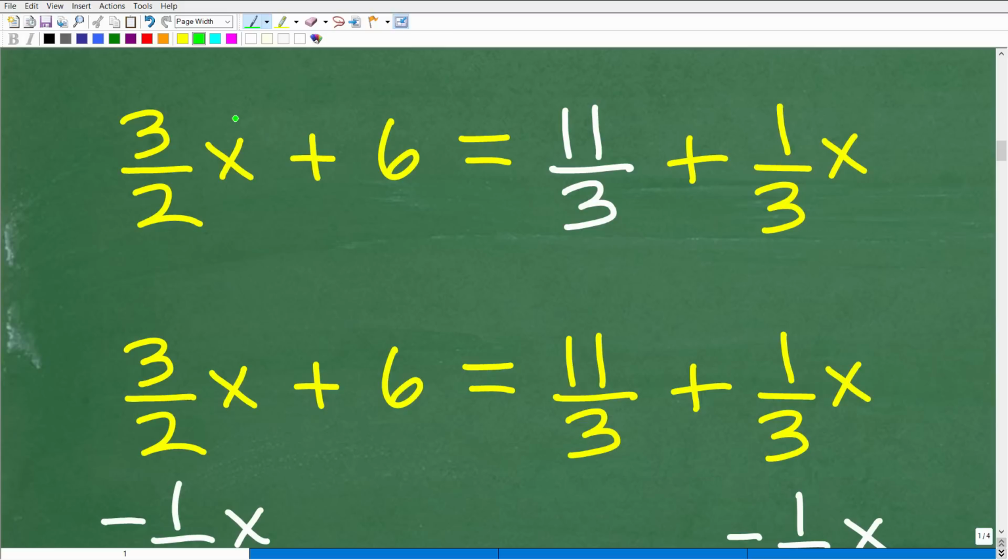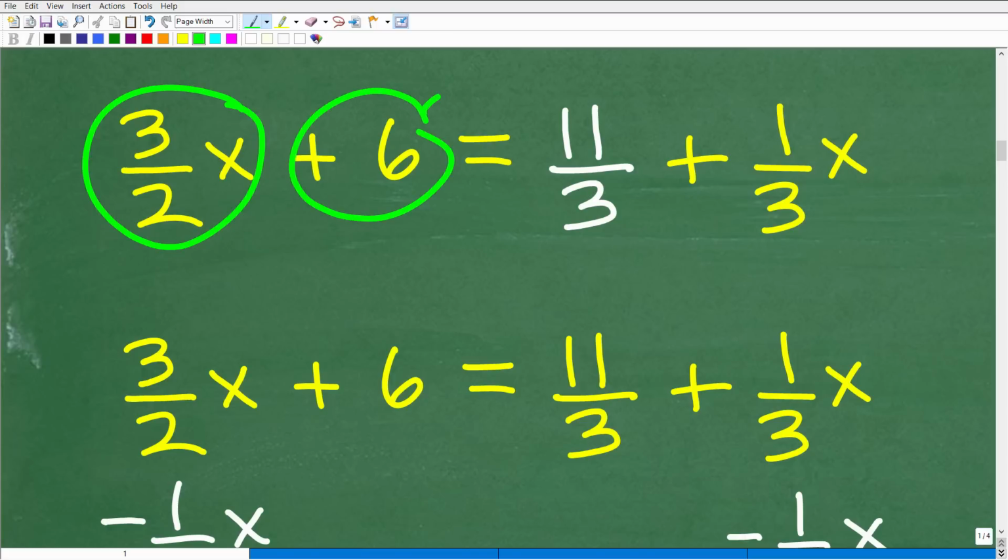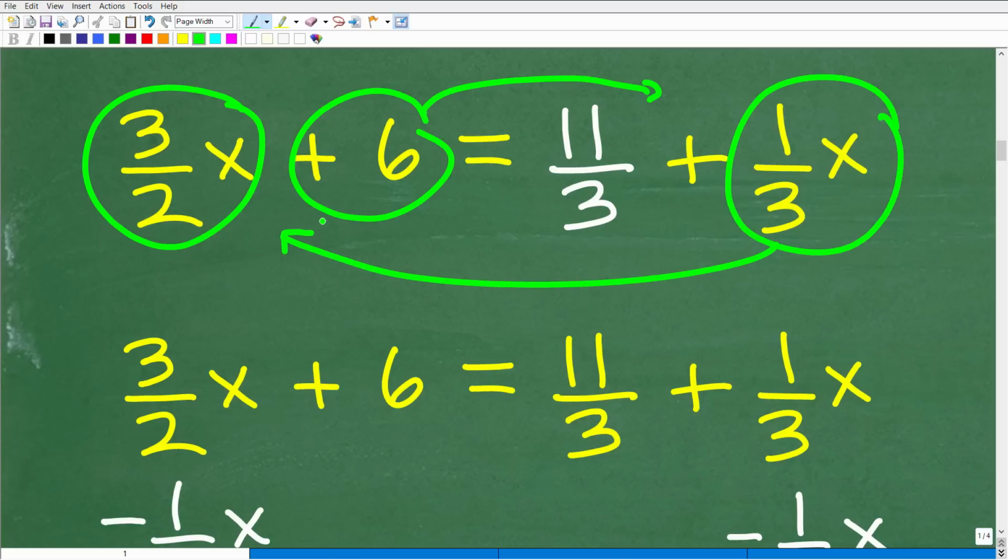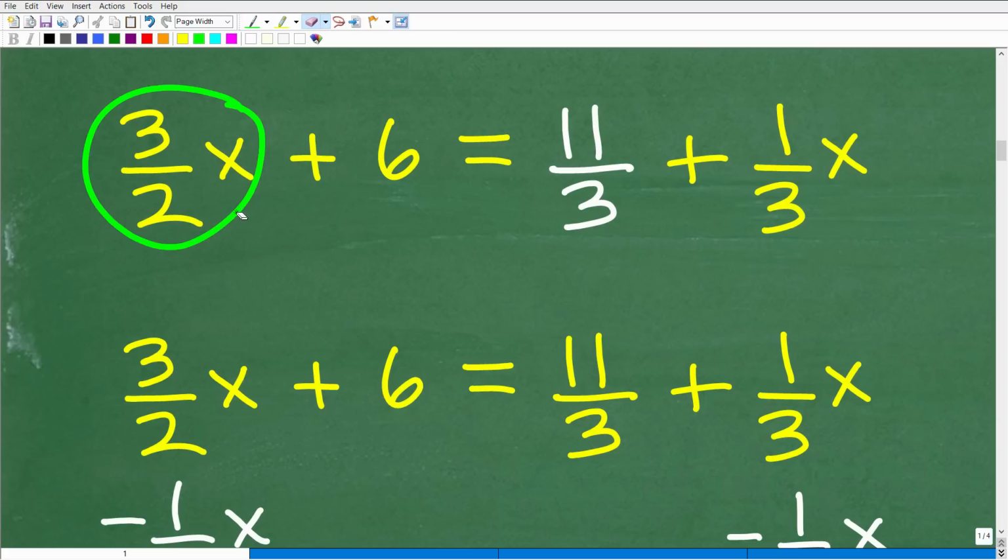Okay, so let's focus on what we need to do now. Here we have a variable term. We want variables on the left. We want numbers on the right. So this number here, this 6, needs to go over here. We got to link that up with this 11/3, and this 1/3 x needs to come way over here with this 3/2 x. So we're just going to start moving these things over now, one at a time. And there's nothing else to do because we simplified both the left-hand and right-hand side of the equation.